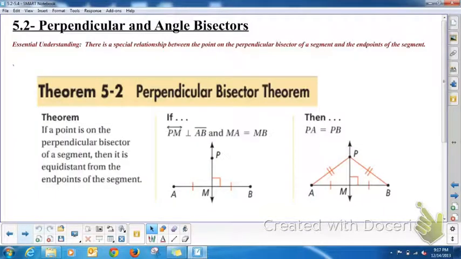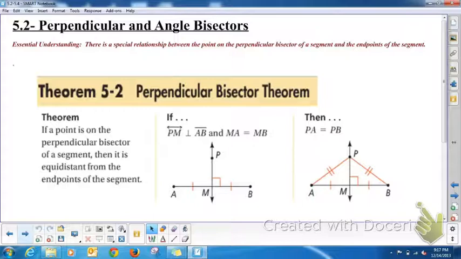So we'll begin with section 5.2, perpendicular bisectors and angle bisectors. It's essential to your understanding that you know there is a special relationship between the point on the perpendicular bisector of a segment and the endpoints of the segment. So let's begin with Theorem 5.2, the perpendicular bisector theorem. If a point is on the perpendicular bisector of a segment, then it is equidistant, that means equal distance, from the endpoints of the segment.